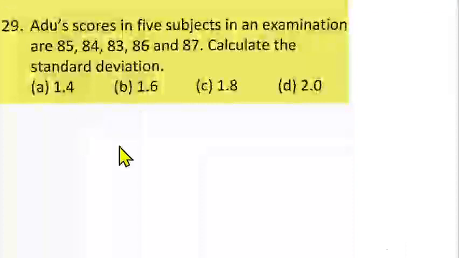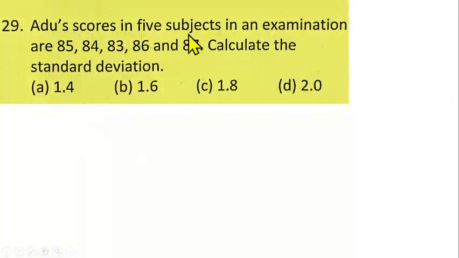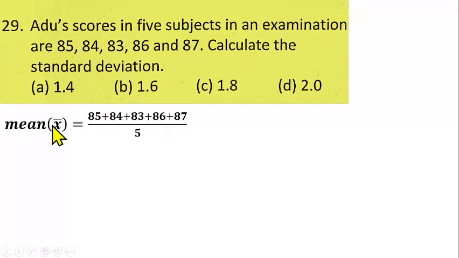Question number 29. Adu's scores in 5 subjects in an examination are these. Calculate the standard deviation. Of course, this is from statistics. So you have to find the standard deviation of these 5 scores of Adu. And we know that before we can get the standard deviation, we need to get our mean first. Because if there's no mean, you cannot find standard deviation.